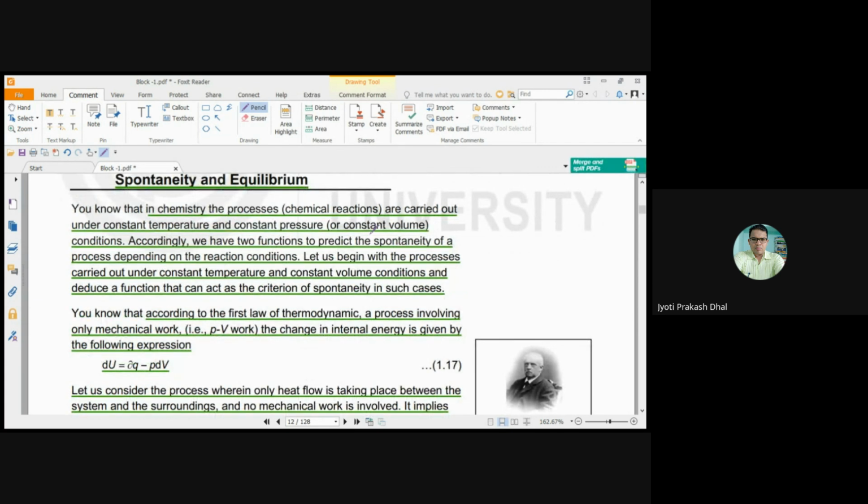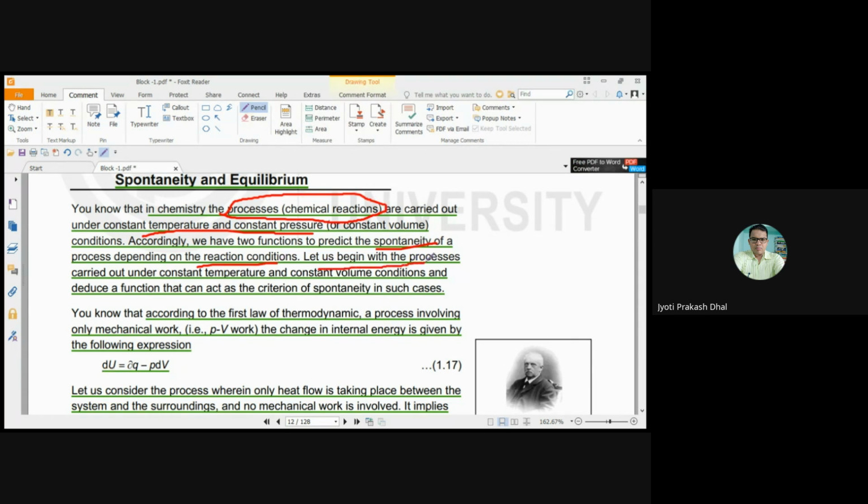In chemistry, processes mainly mean we are dealing with chemical reactions. The processes are carried out under constant temperature and constant pressure. That means if you do any type of experimental work in your laboratory, suppose you do a chemical reaction using a beaker on your laboratory table, the process will be carried out at constant temperature and constant pressure, that means at atmospheric pressure. And accordingly, we have two functions to predict the spontaneity of a process depending upon the reaction condition.